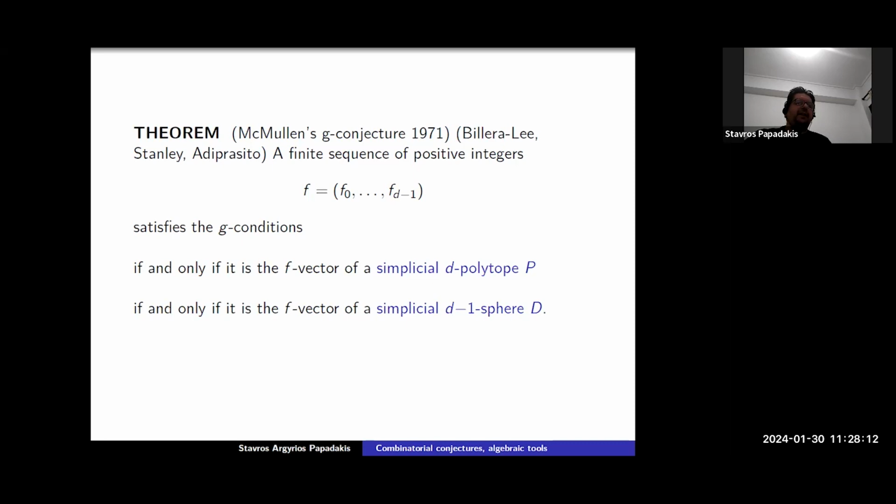The statement is that a finite sequence of positive integers satisfies the G conditions that were mentioned in the previous slides, if and only if it is the F vector of a simplicial d-polytope P, if and only if it is the F vector of a simplicial sphere of dimension d-1. So we get a complete characterization for simplicial polytopes and for simplicial spheres.